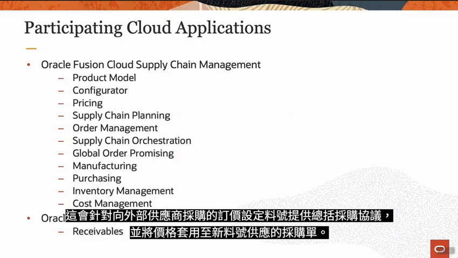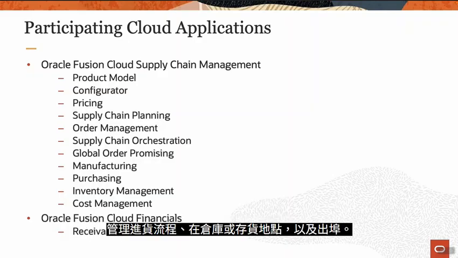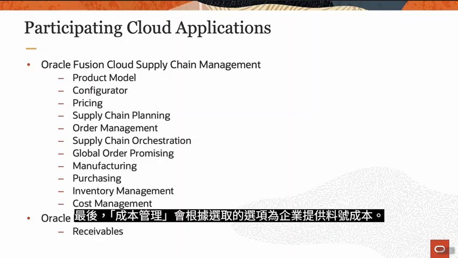Purchasing. This provides blanket purchase agreements for pricing configured items procured from external suppliers and applies the prices to purchase orders for new supplies of items. Inventory Management provides management of components used in the manufacturing of configured products as well as the final configured item. It manages the flow of goods inbound, within the warehouse or stocking location, and outbound. Finally, cost management provides the cost to the enterprise for the item based on the selected options.